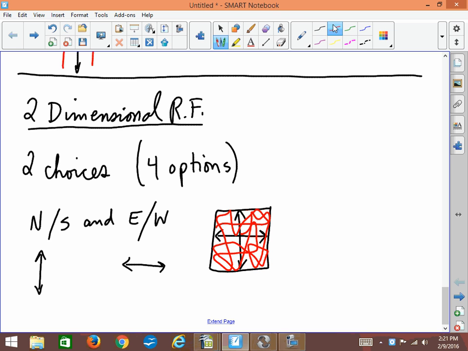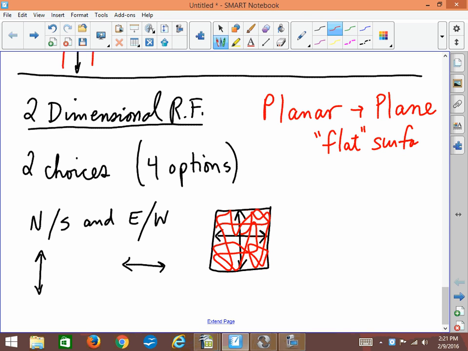So the shape of this is no longer a line. The shape of this is something called a plane. We say it's planar, or the shape is a plane, which is like a surface. It's kind of like a flat surface. We have to say flat, because you could have the surface of a ball, which is curved. That's not a plane. So a flat surface. There are lots of things in life that are on a flat surface.